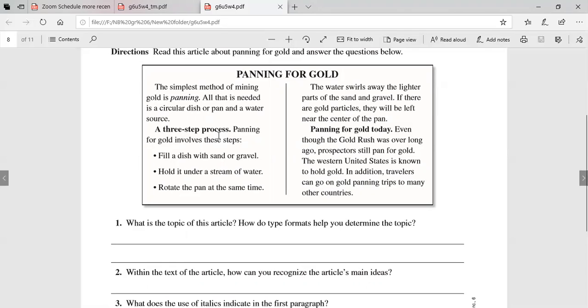So the answer to the question, what do the bullets signal in the second paragraph? The bullets signal details about the main idea. And which main idea? A three-step process. So the bullets signify details about the main idea, a three-step process. That's all.